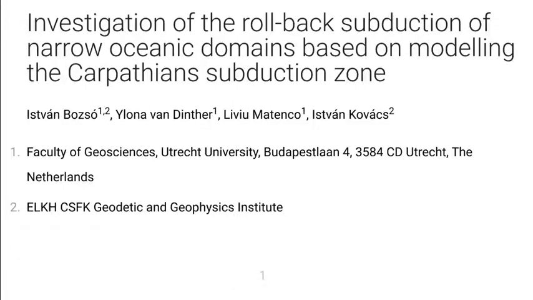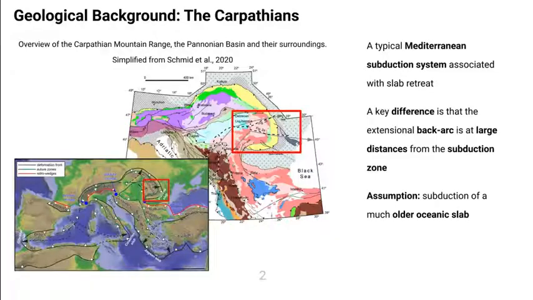In this presentation, I wish to give an overview of the progress and showcase an interesting recent finding, namely the formation of a retroarc basin, a consistent feature in nearly all of our models. First, I would like to briefly introduce the wider geological setting.